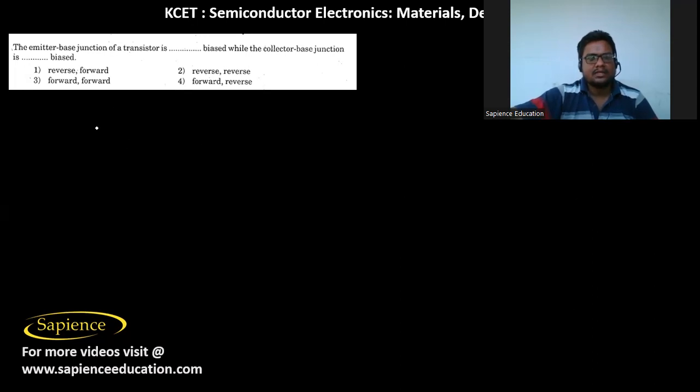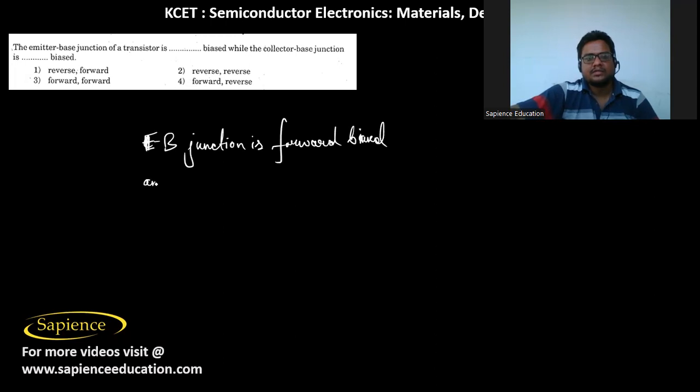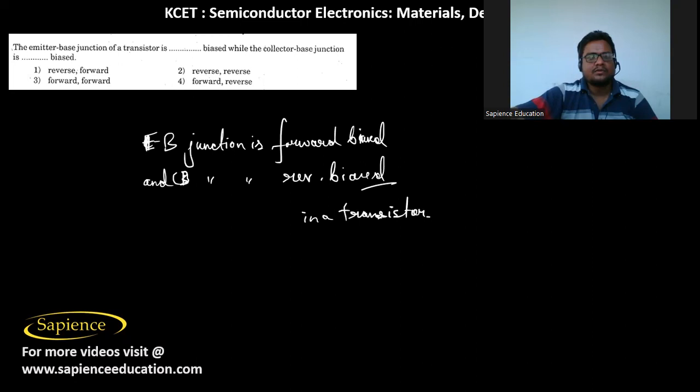So here it is told that the emitter base junction of a transistor is dash biased, while the collector base junction is dash biased. So we know that the emitter base junction is forward biased, and the collector base junction is reverse biased in a transistor. So option 4 is the correct answer.